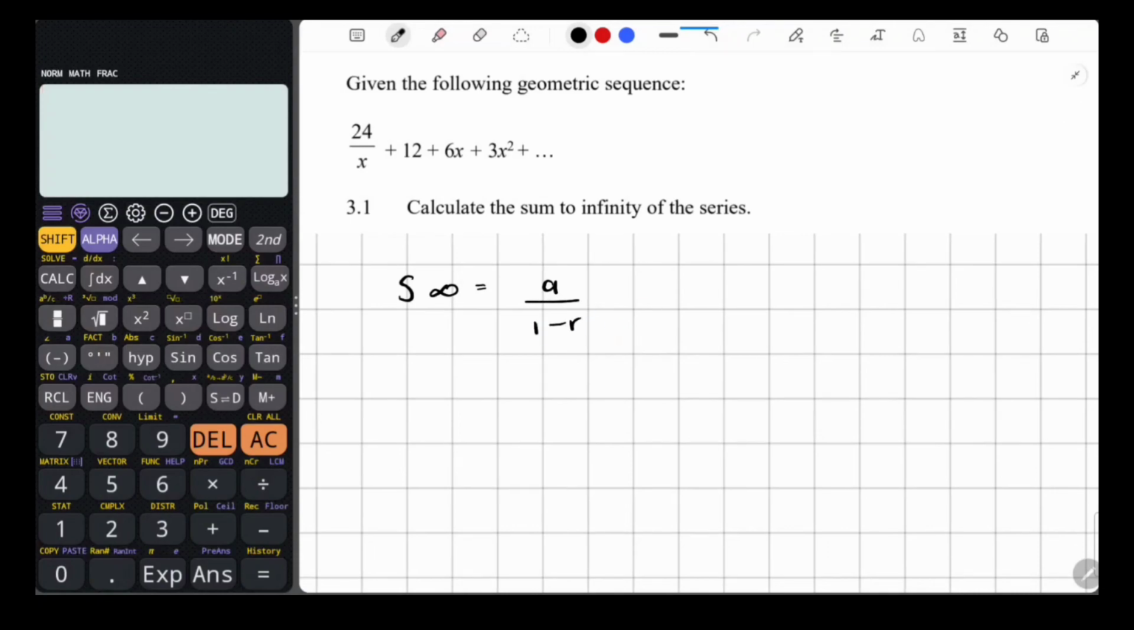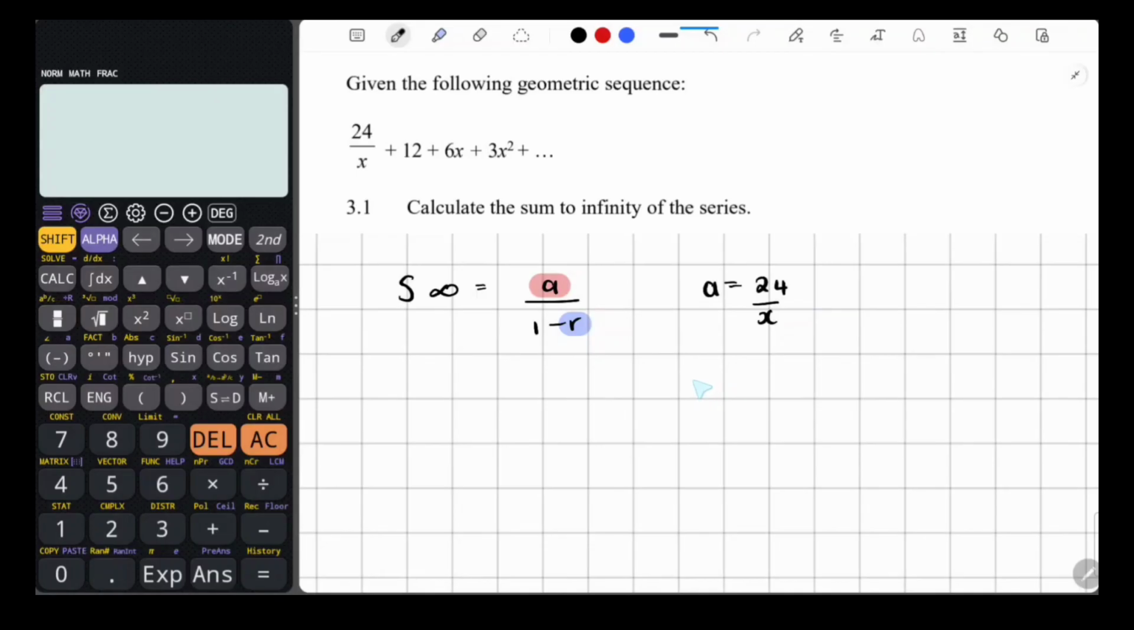So just looking at the formula, we can already see the things that we will need for this. We can see that a is missing, so we're going to need a. We're also going to need r. So you just have to find a and r. Okay, so a is quite simple. A is always just the first term in the series, which is the 24 over x. So we know that a is 24 over x.